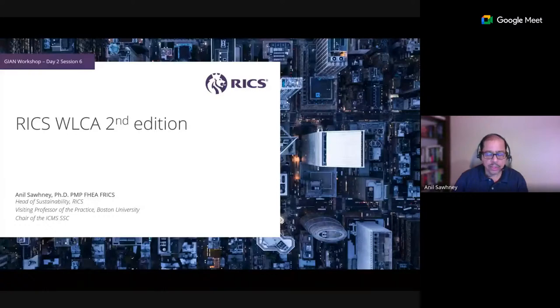I know Professor Aligaonkar also had a session, the last session of the day, where you were introduced to some of the WLCA practices or sustainability practices in India. So today in this session, I'm going to move forward and introduce to you in more detail the RICS Whole Life Carbon Assessment Standard, the second edition of the standard.